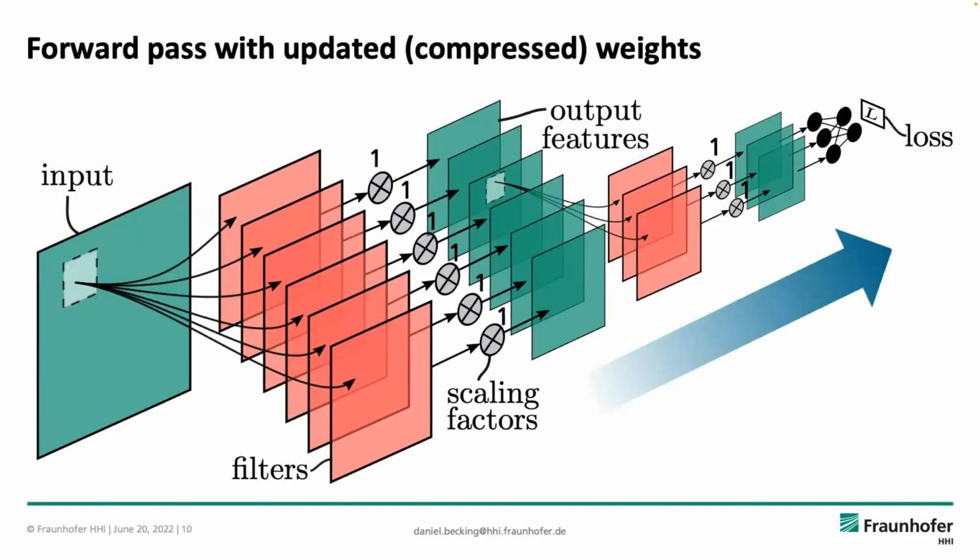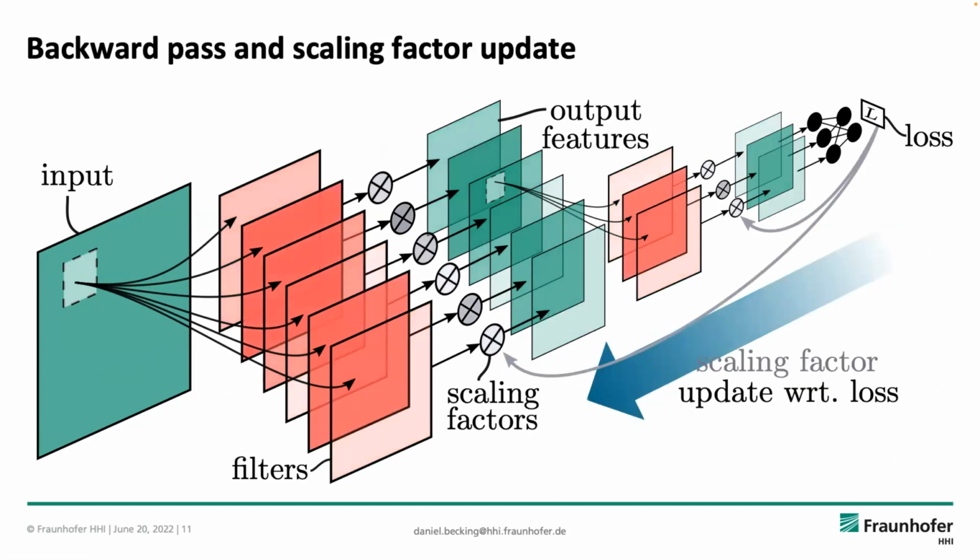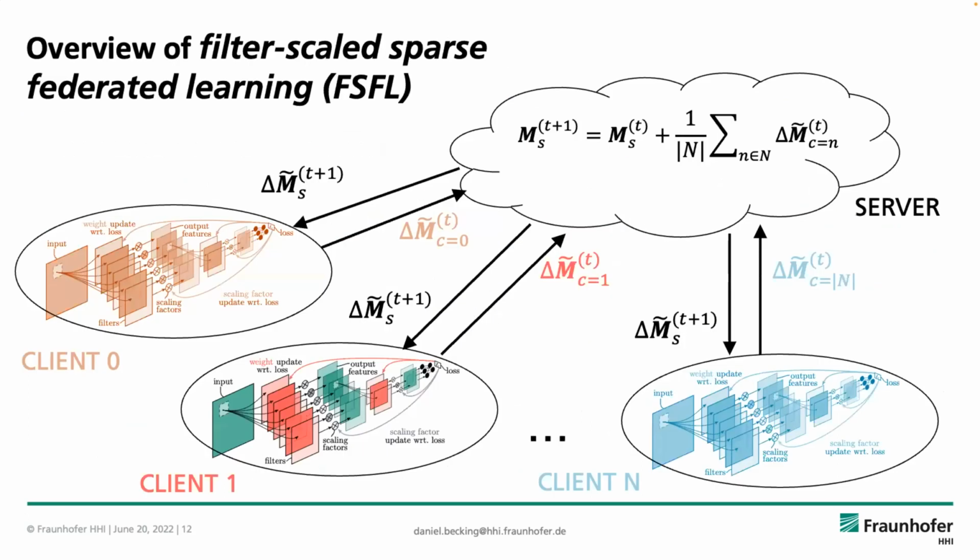Then we use this compressed sparse weight update and add it again to the prior state of the filters, compute another forward pass and another loss, and backpropagate this loss to update only the scaling factors. Now we put all of it together into a federated learning scenario where we would have n clients which are updated in a federated averaging fashion. Only that we send the model differences here, compressed and scaled, of course.